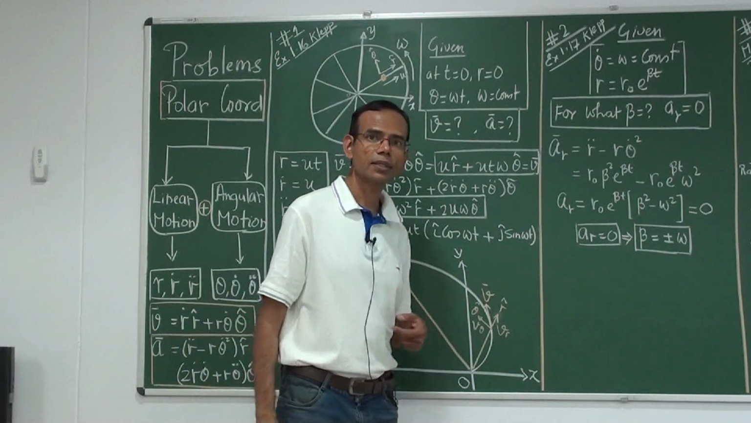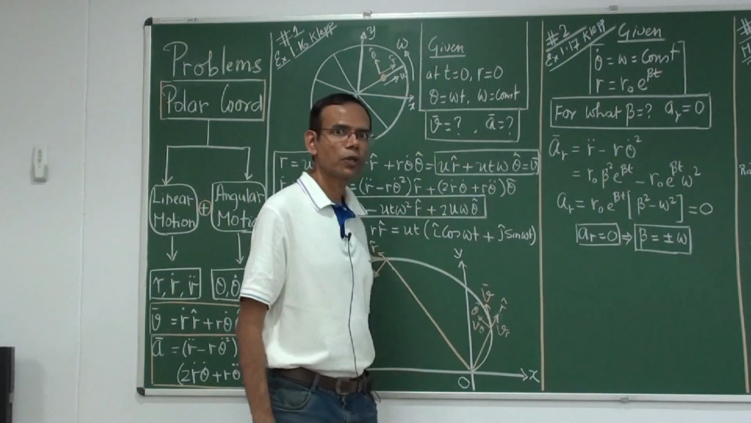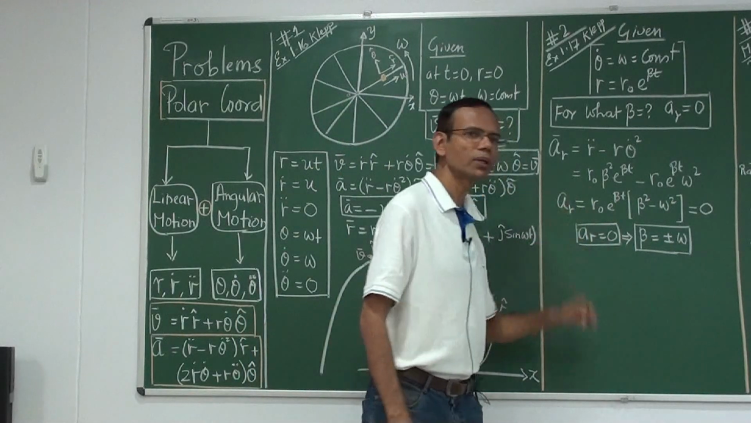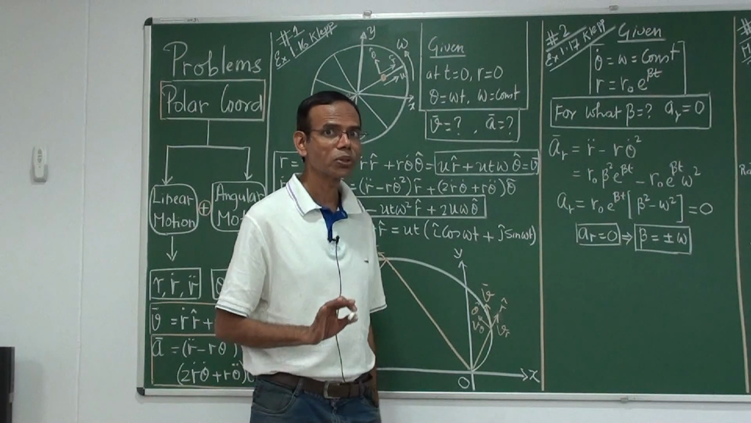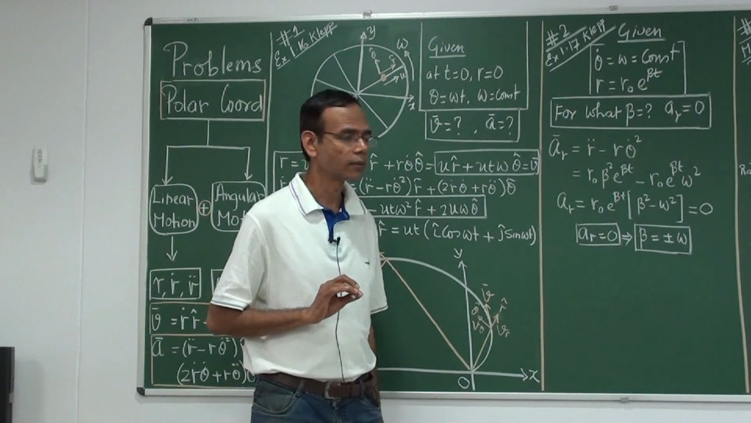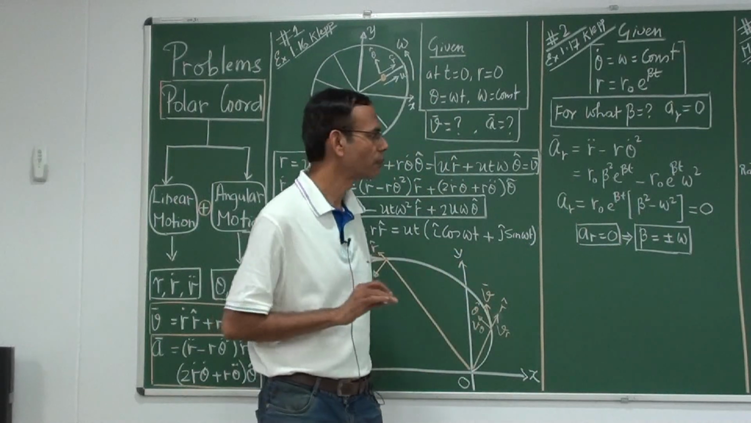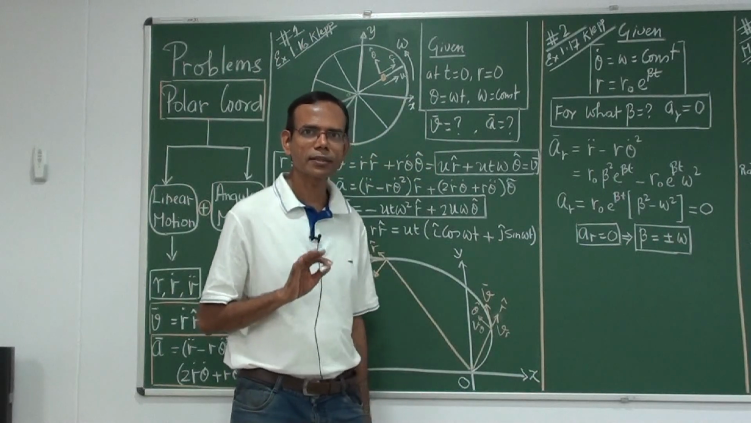Now it is very, very interesting because the radial velocity is exponentially increasing with time, but radial acceleration becomes 0 at this particular value. What does this question teach us? Why does it happen like this? That is the question. Think about it. Why does it happen?